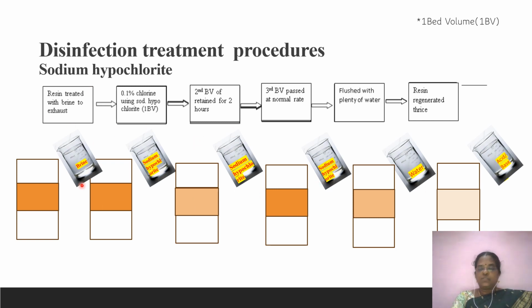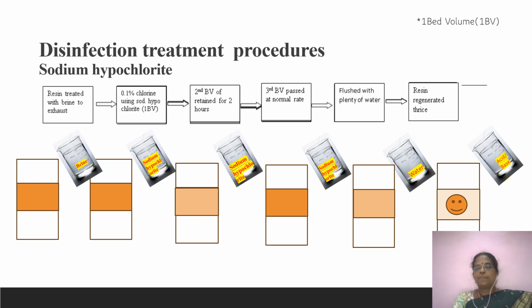Let me repeat. First, we clean it. We make the resin exhausted with brine. Then we add 1 bed volume of sodium hypochlorite, 0.1 percent, containing chlorine. Okay, so that is given at normal rate and removed. Then the second bed volume is soaked for 2 hours and then removed. Then we have another third bed volume which is given at normal rate, then flushed with water, then regenerated, right?